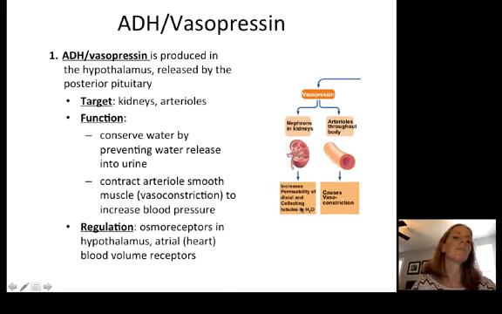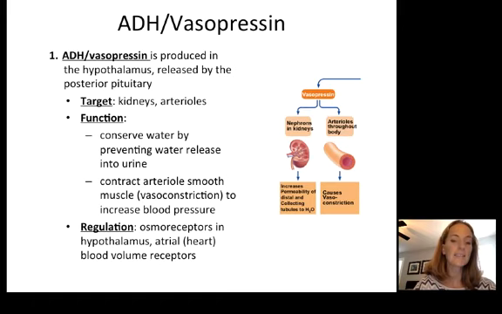So let's talk about what each one of these does. So ADH is produced in the hypothalamus and released by the posterior pituitary. Its main targets, at least that we know of now, there's a lot more research going on with ADH, but its main targets and major changes in the body are actually the kidneys. So ADH, its function is to conserve water by preventing water release in the urine.